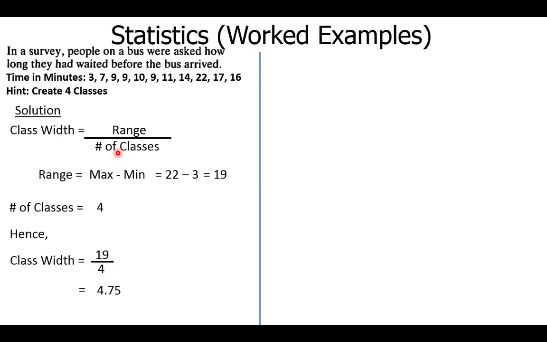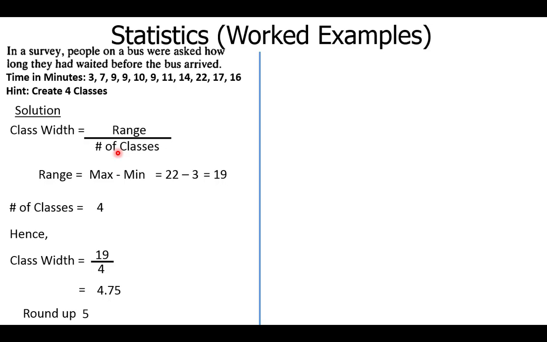Now that we've got our class width, there's a concept we use there, and that's the concept of rounding up. If we had got the class width as 4, we would have still rounded up to 5. Now we've gotten our class width as 4.75, so we'll still round up to 5. Do we follow? So once you get your class width from your calculation, always round up. So in this case, we'll round up to 5. That is our class width.